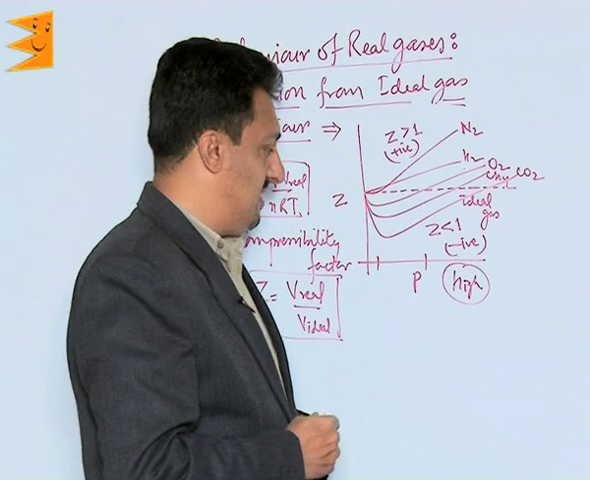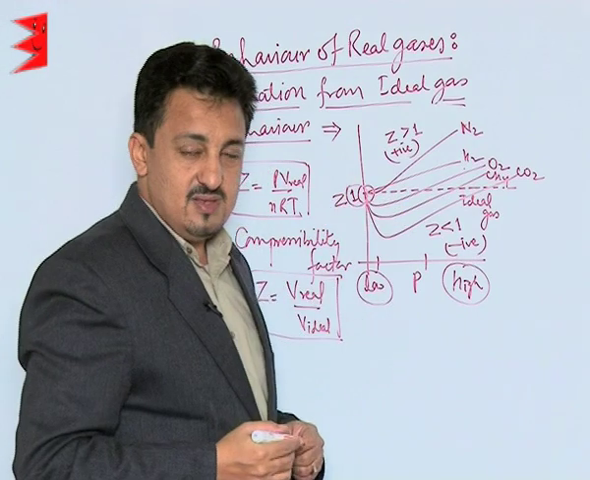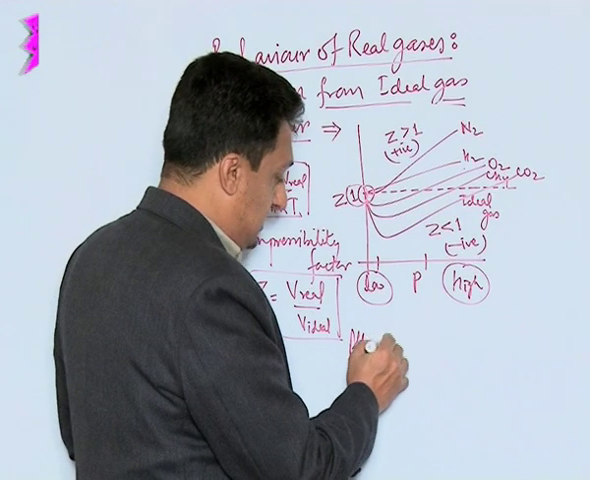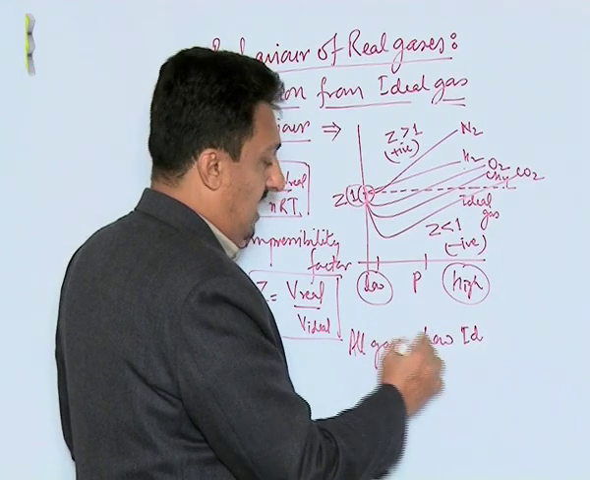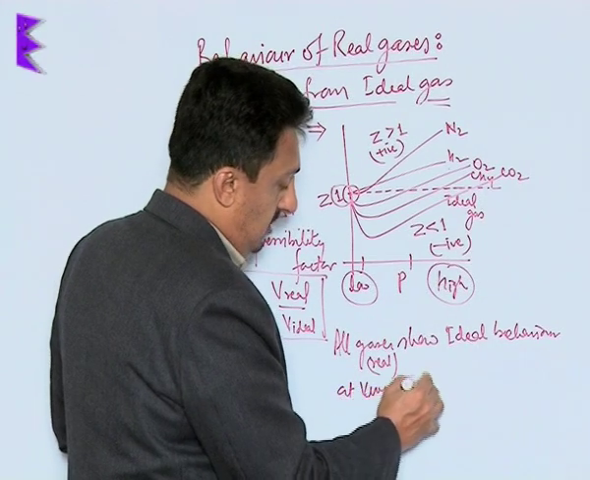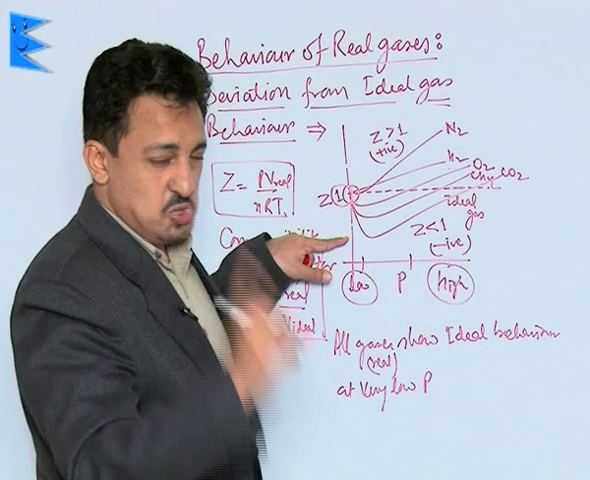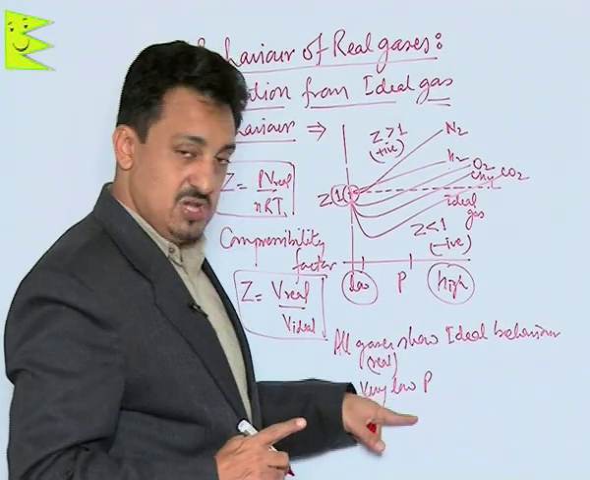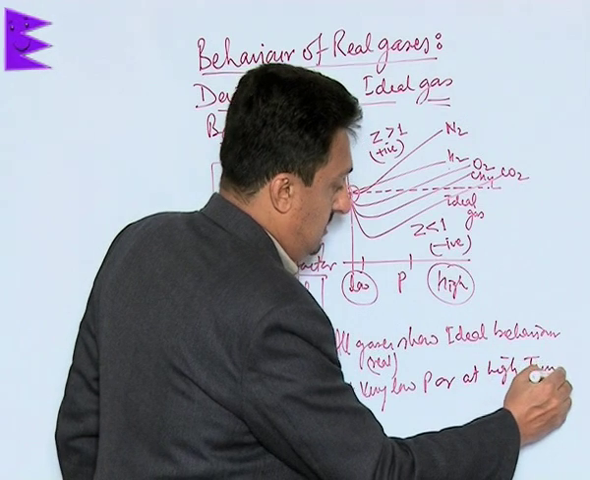But what is most significant to note is that at a very low pressure, all gases start their graph from this Z value of 1, which is for the ideal one, which shows ideal behavior. So what we find is all real gases show ideal behavior at very low pressure, because they could have started their graph from more than 1, less than 1, anywhere else. But they all start their graphs from the value 1, which shows that at fairly low pressure they show ideal behavior. So all real gases show ideal behavior at very low pressure, and in terms of temperature it will be at high temperature.